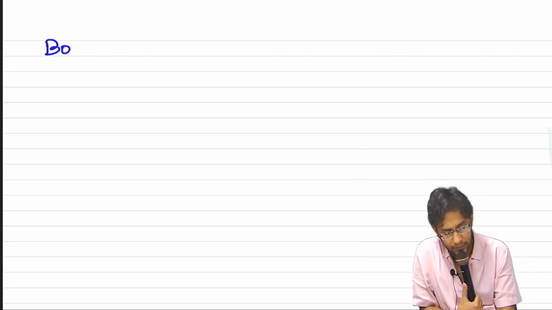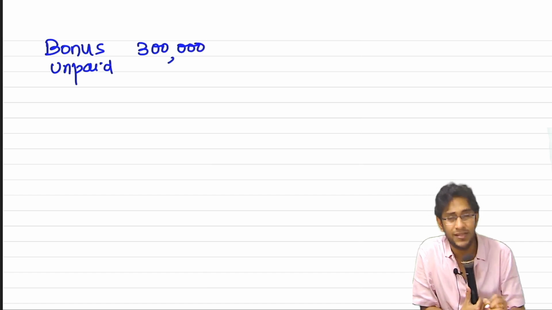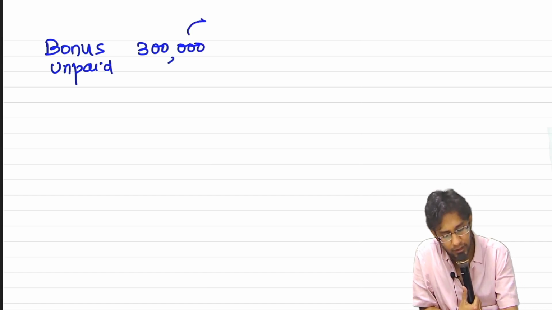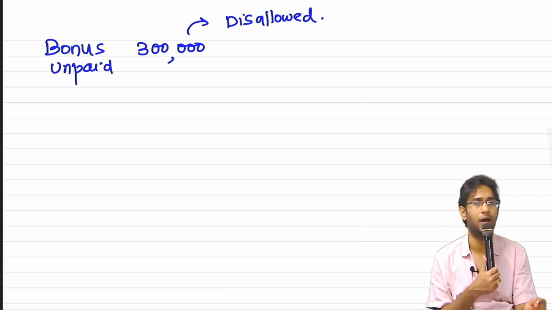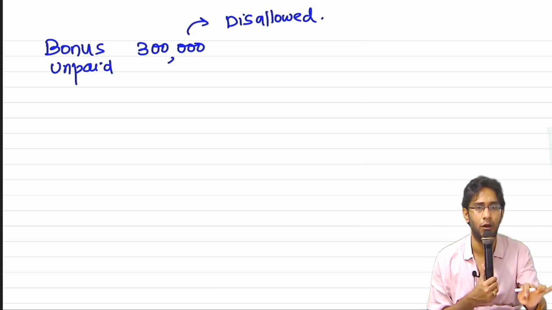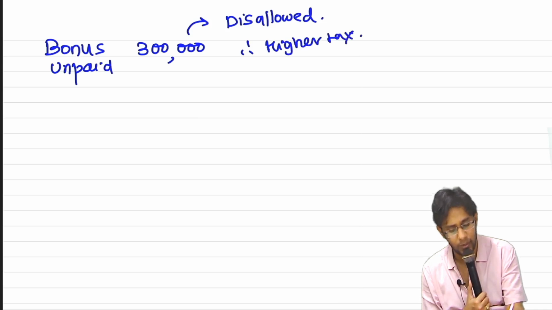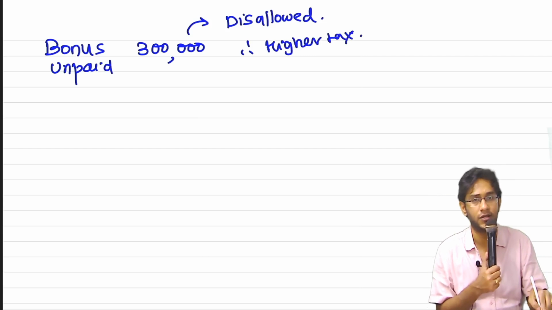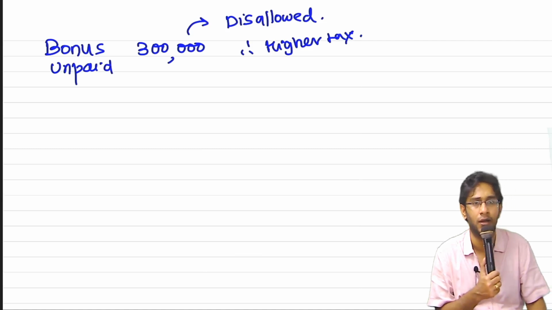Sir, in the current year, I have a bonus which is unpaid, of an amount of 3 lakh rupees. Since it is unpaid, the income tax authority has disallowed the 3 lakh rupees. Since it is disallowed, I definitely pay higher tax. In future, I will pay lower tax. But in future, if I actually pay the bonus, I will get a deduction also, and pay lower tax. So today I should create what? DTA or DTL? DTA.